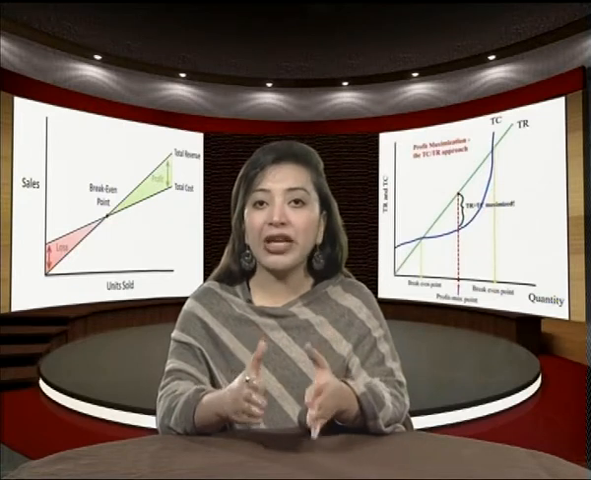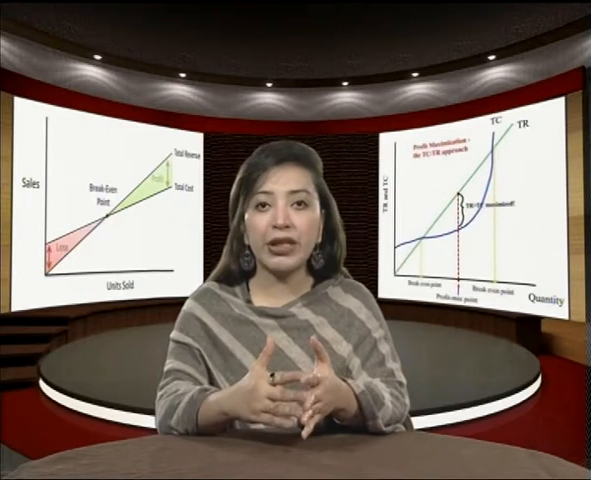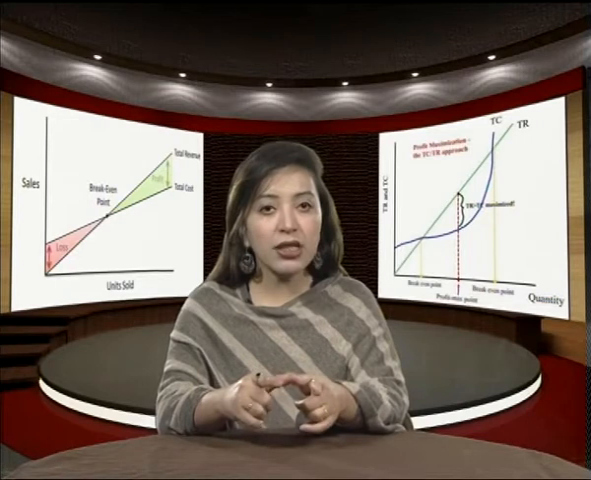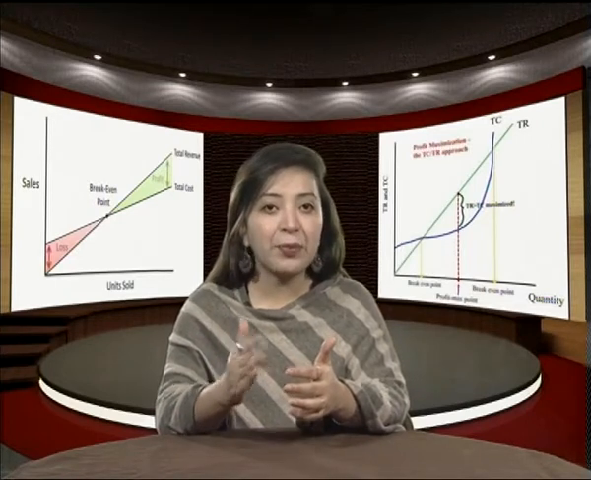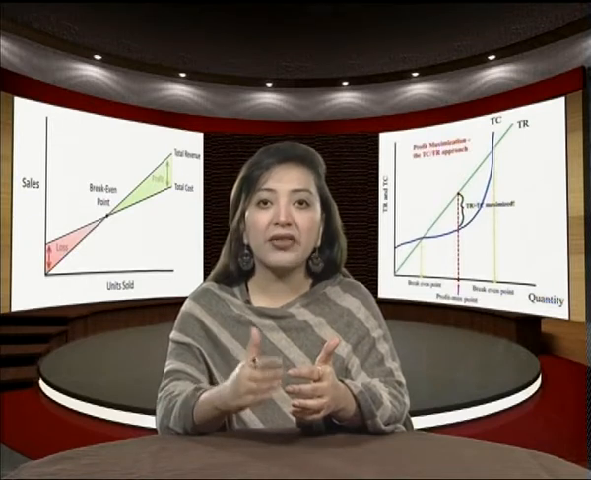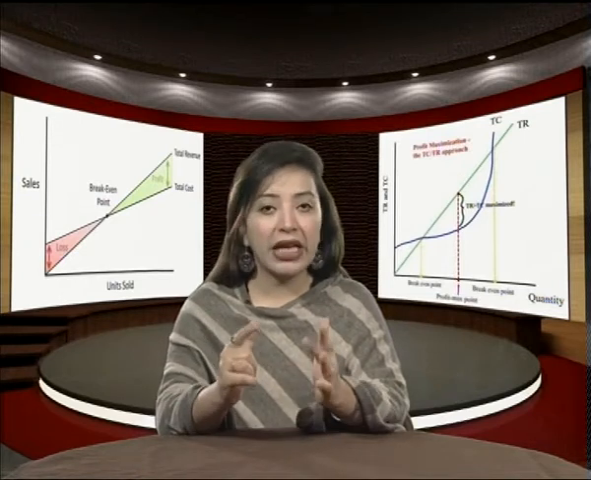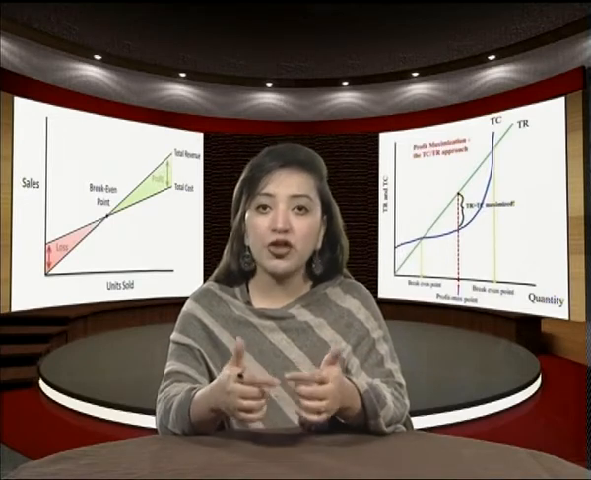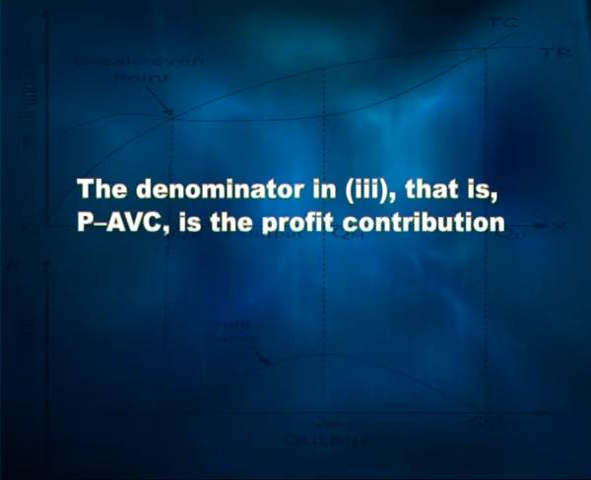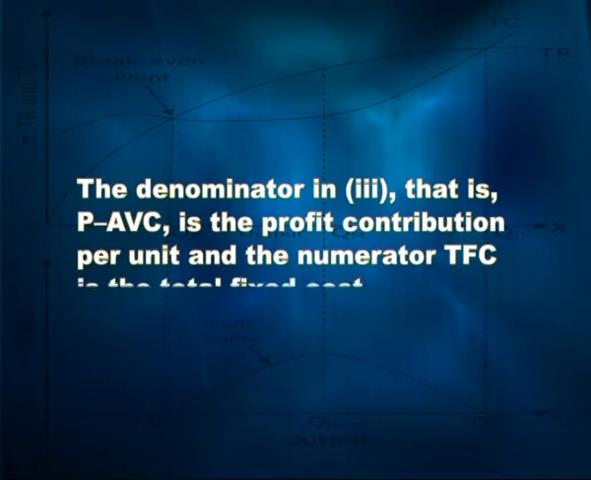Now from equation 3, it follows that the break-even quantity of the output produced and sold is determined by the total fixed cost, that is TFC, the price of output P, and the variable cost per unit of output AVC. Now a change in any of these variables will cause a change in the break-even quantity. The denominator in equation 3, that is P minus AVC, is the profit contribution per unit, and the numerator TFC is the total fixed cost.